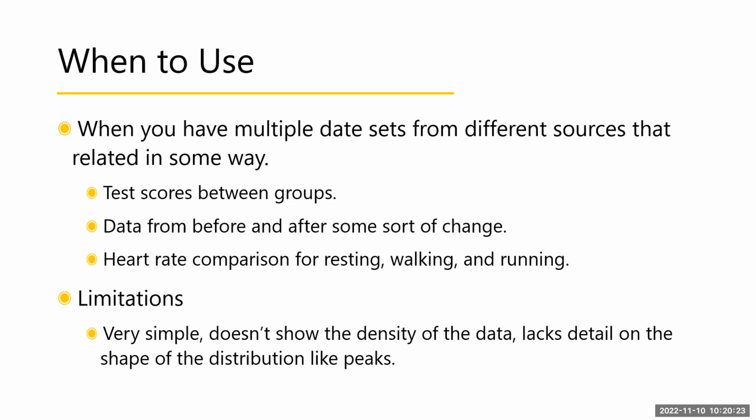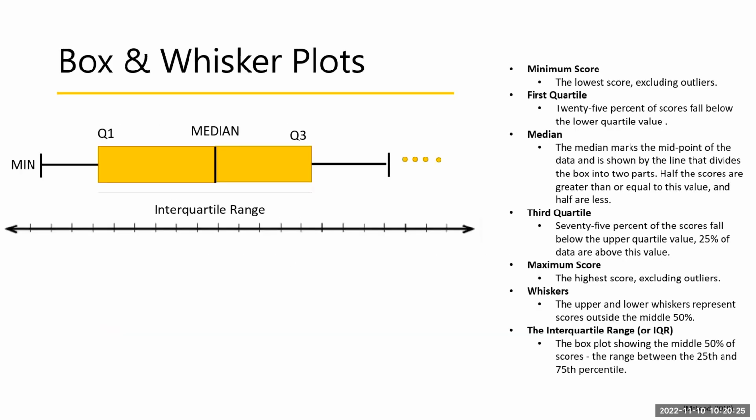So what do these look like? This is what they look like. And we've got a lot of terms for this one. This one's got a ton of terms. So we've got the minimum score, which is down here. This is the minimum score right here. This is where the first quartile is right there. So that's 25% of the scores or data fall below that.